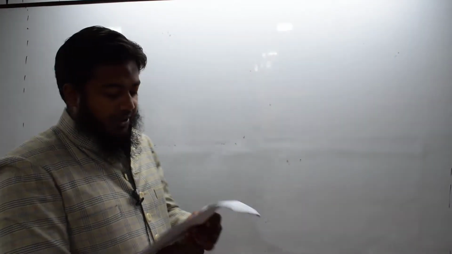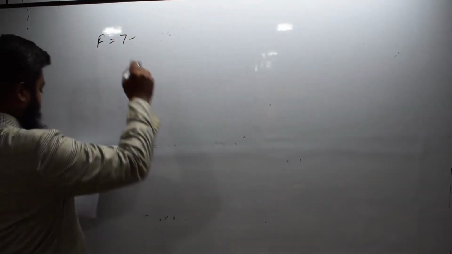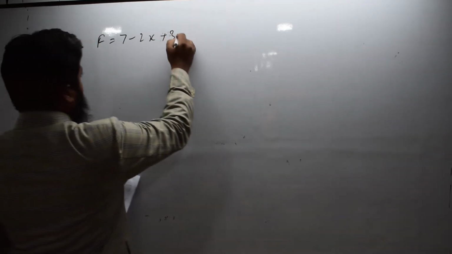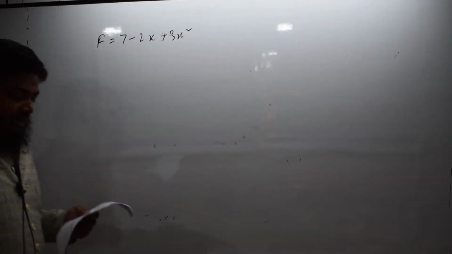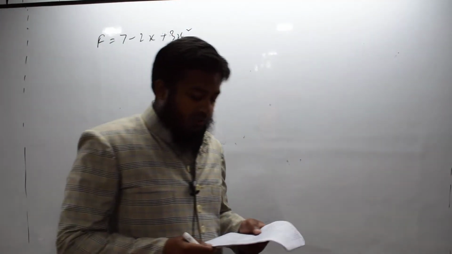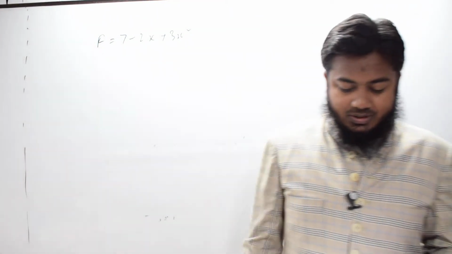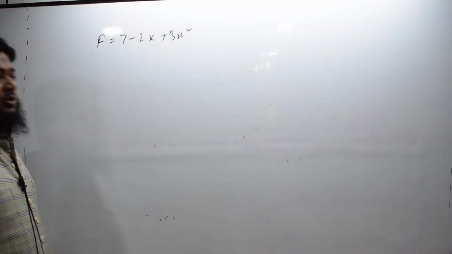A position dependent force F is equal to 7 minus 2x plus 3x square Newton acts on a small body of mass 2 kilogram and displaces it from x is equal to 0 to x is equal to 5. The work done in joules. Here again force is position dependent.